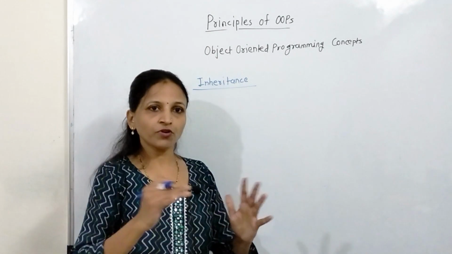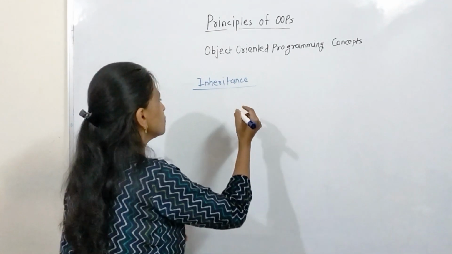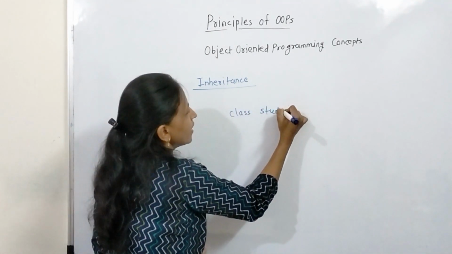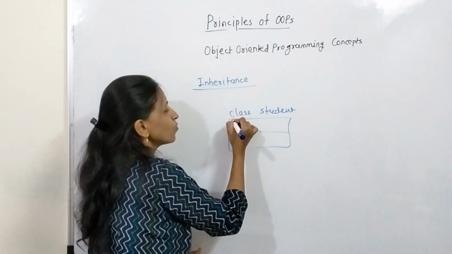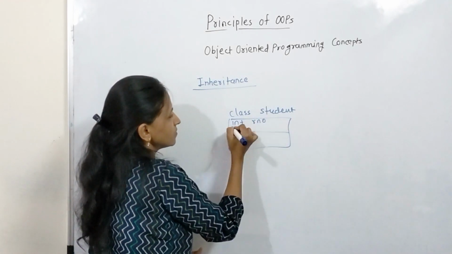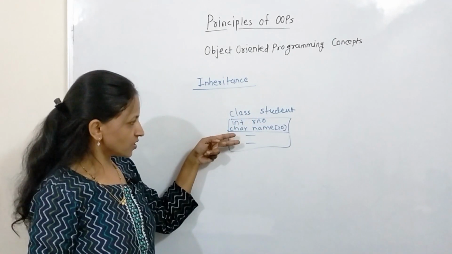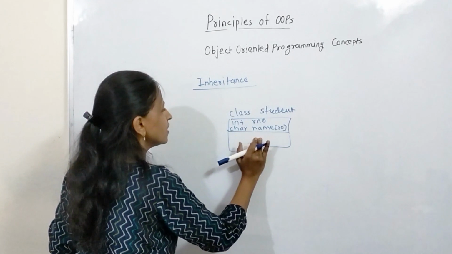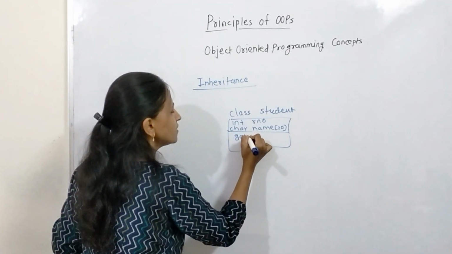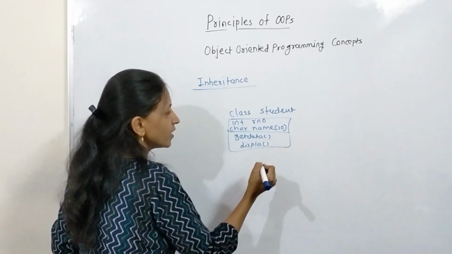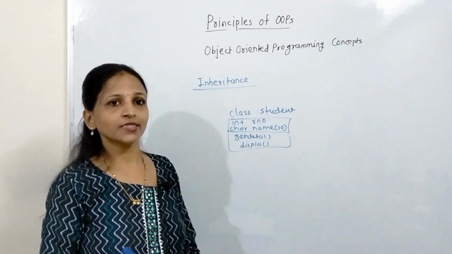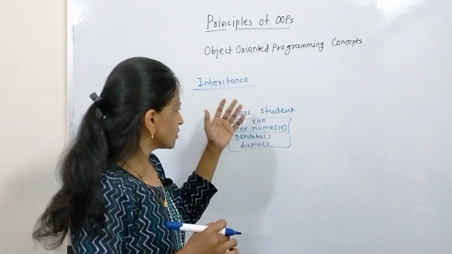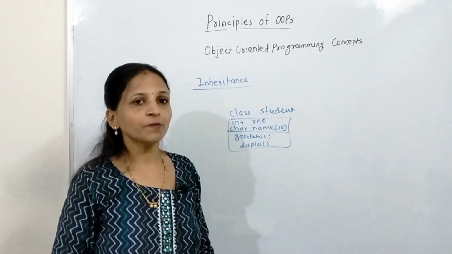Means let we have created any class, let class student, and it is having some attributes like only roll number and name, and it is having only two methods like get data and display. Okay, now I want to just create one more class that will have like roll number of that student, name of that student.